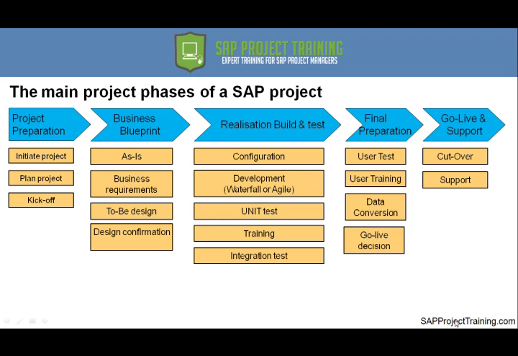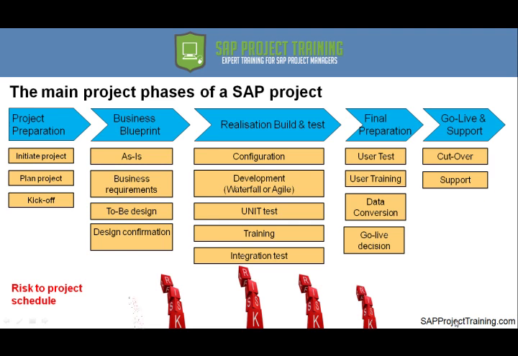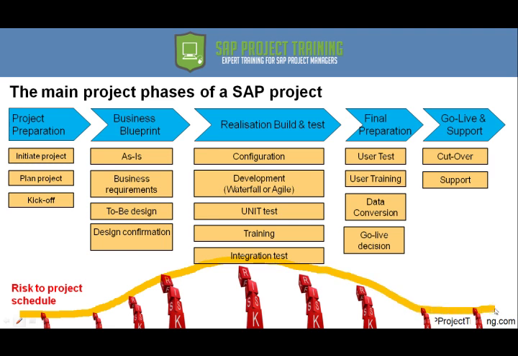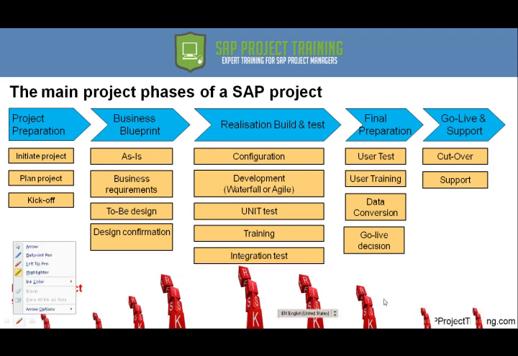So each phase has its own risks. If we try and look at what are the risks that we see in each stage of a project phase, the risk to the project schedule, as you can see here, is starting off very low, then it climbs up to the peak in the middle of the realization, and then it's dropping. And this has its reasons why it is like this.